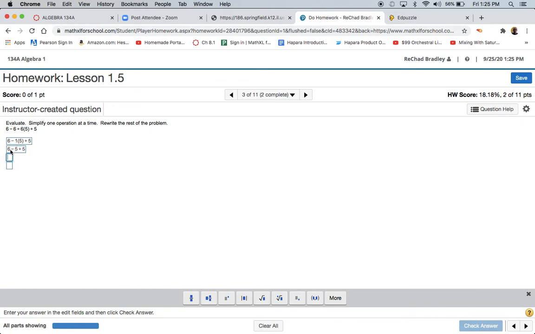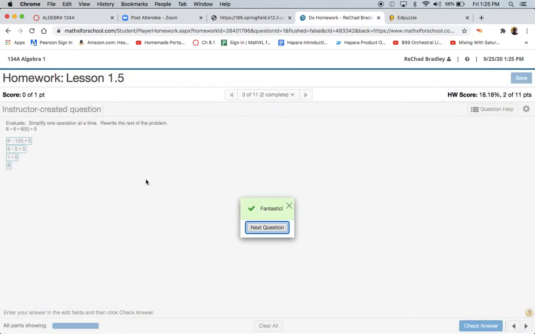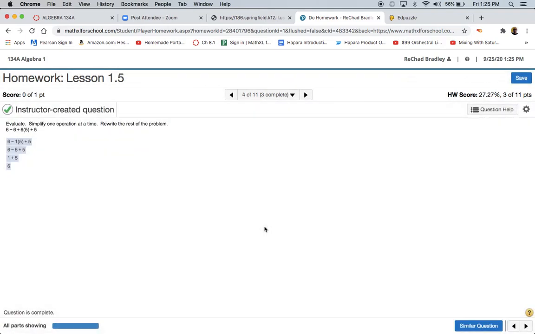These are both students, so feed the first student in line. 6 minus 5 is 1 plus 5. Tab to the next, it gives me 6, and that is my answer.